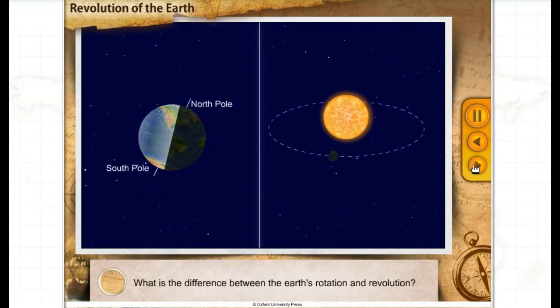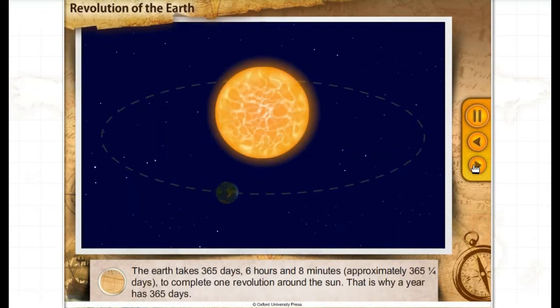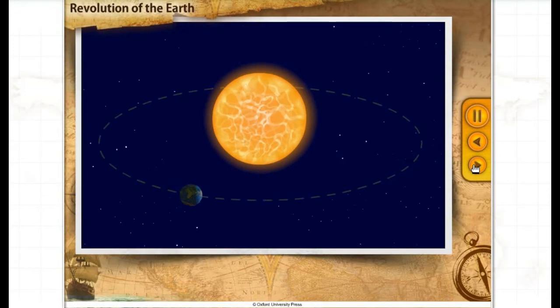What is the difference between the Earth's rotation and revolution? The spinning of the Earth on its axis is called rotation, while the movement of the Earth around the Sun is called revolution. The Earth takes 365 days, 6 hours and 8 minutes, approximately 365 and 1/4 days, to complete one revolution around the Sun.